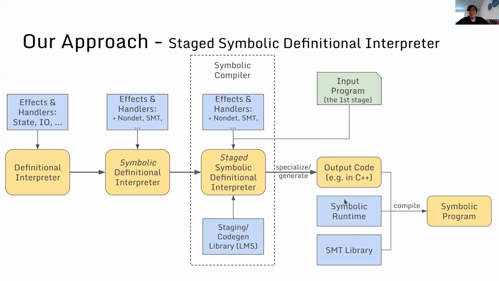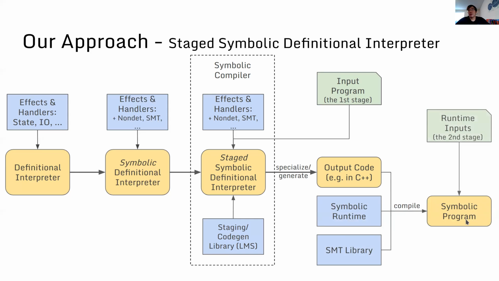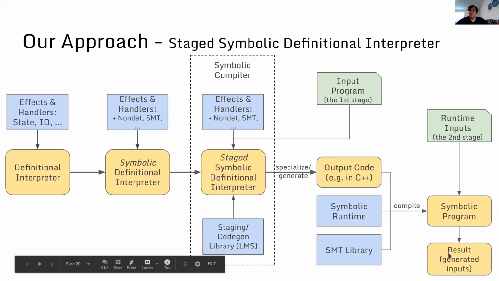And with the symbolic runtime here, which provides necessary definitions and operations of symbolic values in C++, we can further compile the output code and link it together with SMT libraries and obtain a binary executable symbolic program. If there are still concrete inputs to the program, they will be taken in the second stage execution. And by executing the symbolic program with those concrete inputs, we can obtain the result of symbolic execution, which are usually generated inputs of many paths from SMT solvers.